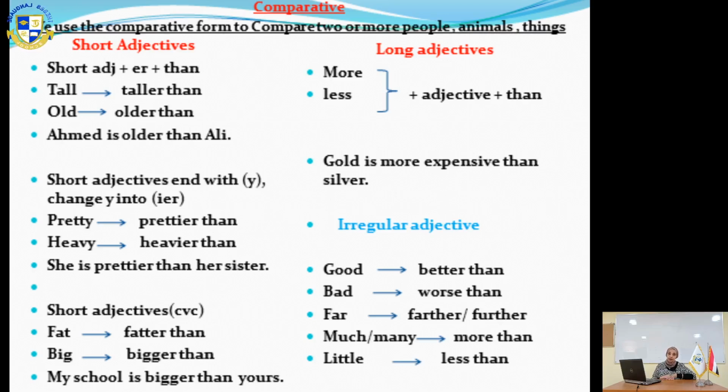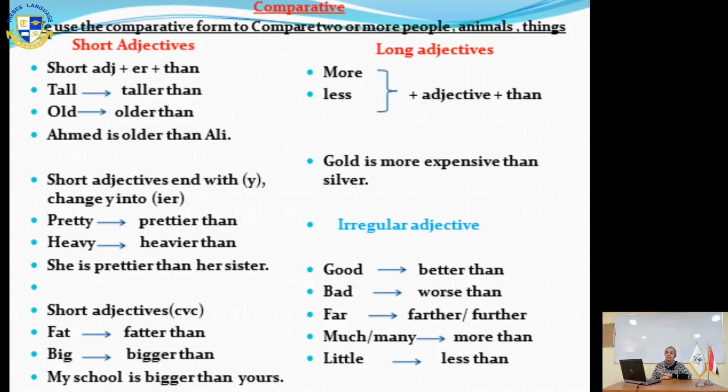If we compare between 2 things, you have to remember that we add ER and then "than". So, big should be bigger than. Small, smaller than. Short, shorter than. So you have to mention the first thing or the first person or the first animal that you have. Then you have to put the adjective followed by ER and don't forget "than".